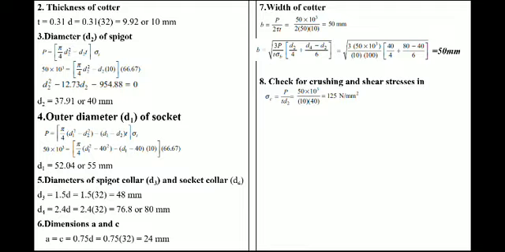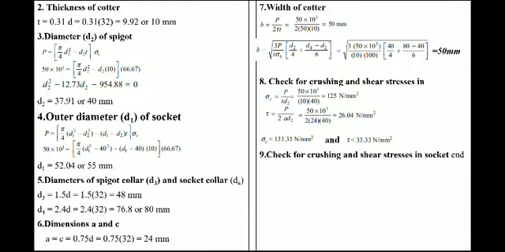Sigma c is equal to P upon T D2, which is equal to 15 into 10 raised to 3 upon 10 into 40, which is equal to 125 Newton per mm square, and tau is equal to P upon 2 A D2, which is equal to 26.04. Sigma c is 125, and what is our permissible for socket, rod and spigot? It is 133.33. So sigma c here, I am getting 125, which is less than the permissible crushing strength, that is 133.33 Newton per mm square, and tau must be less than 33.33, which I am getting here as 26.04. So my design is safe.